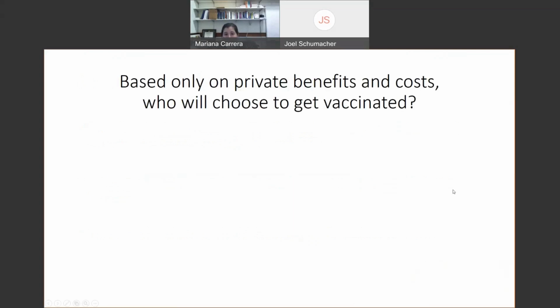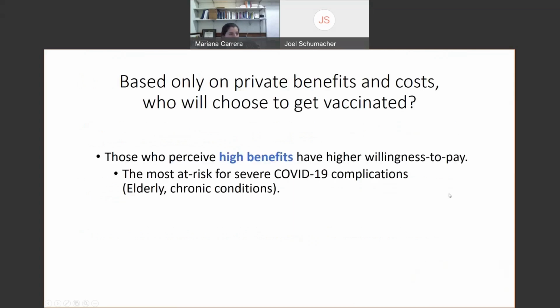Who's willing to pay the most? Well, probably those who perceive high benefits. So the people who face the greatest health risks from COVID. COVID is a disease that's very skewed towards harming the elderly. So the elderly, in fact, have the highest vaccination rates, which is just evidence that people are cognizant of this risk. People with chronic conditions and people who are older than 65 have been consistently, across states and across countries, the most eager to get vaccinated.